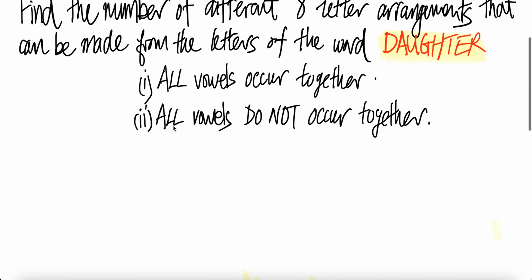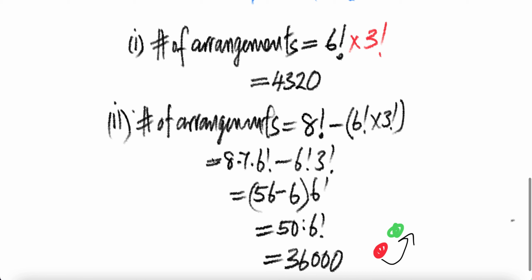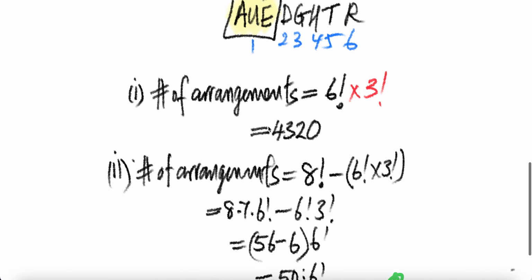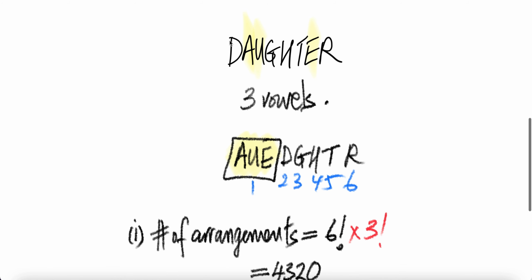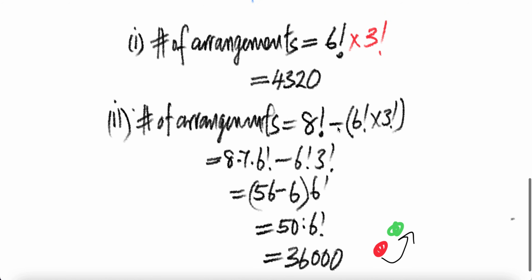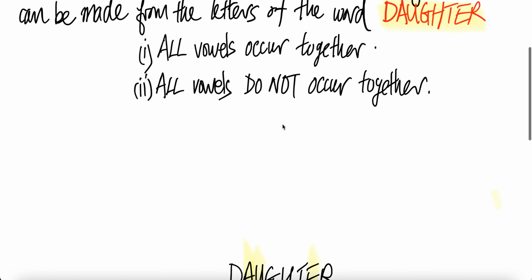Now, the second condition is all vowels do not occur together. When you have all vowels that do not occur together, we just take 8 factorial, no constraint, minus when they all have to move together, and that will get you all vowels do not occur together.